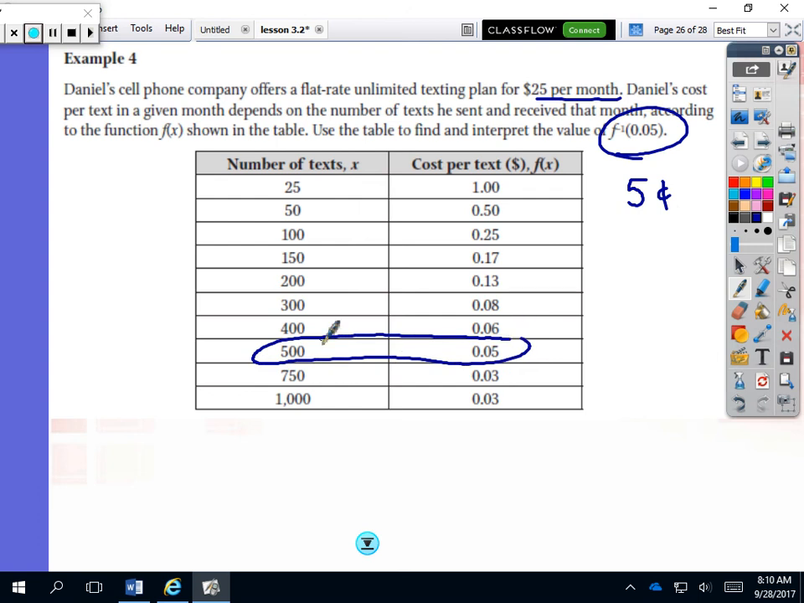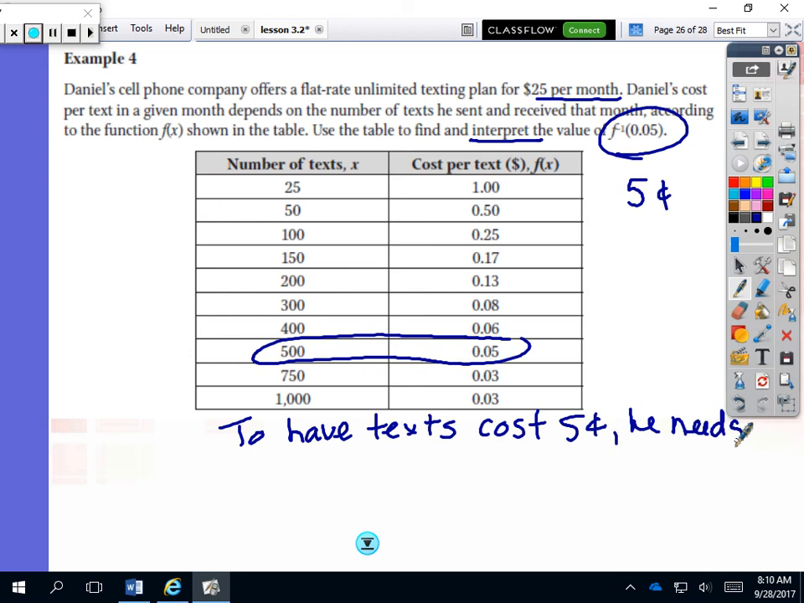So it says to interpret. That means that for texts to cost 5 cents, he needs to make 500 texts, which doesn't take long. Most of you do that in a week per month. Okay, so if I say interpret, you need to write a sentence about the graph. Don't just tell me 500 texts.